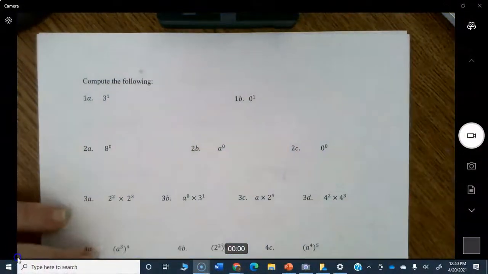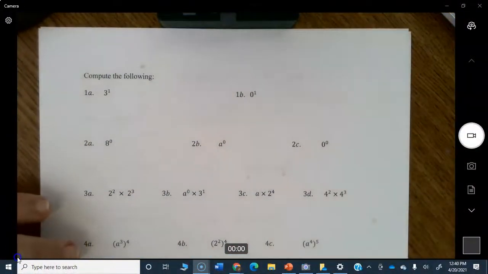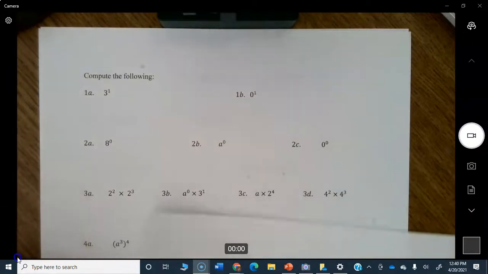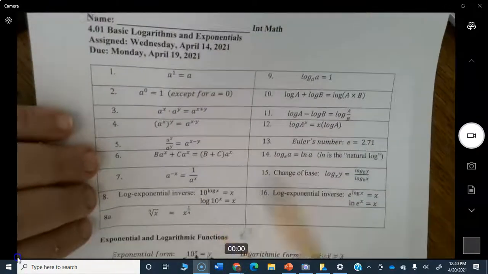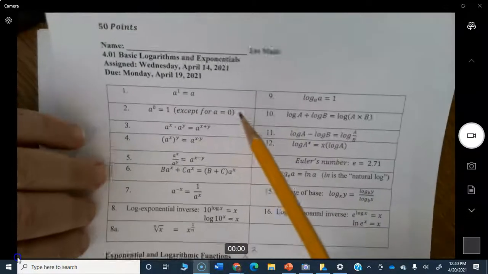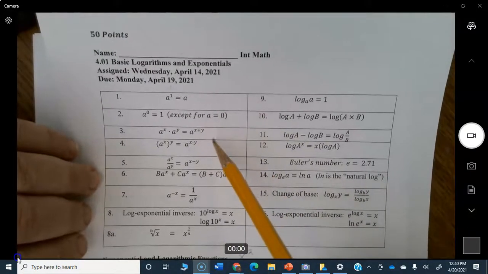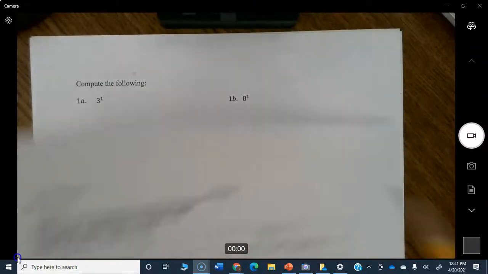Okay, since I'm late getting this up, I'm going to go ahead and do all of these with you, but I want you to see where you do get these from. So what you do is you use this as your reference. You just go through each of these principles until you find the one that would apply to the problem back here that you're trying to do.